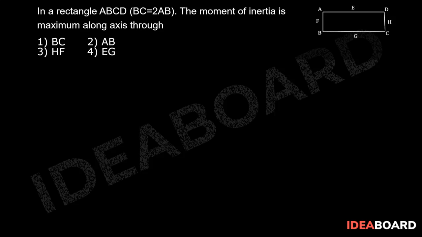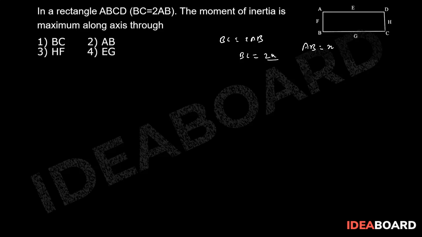In a rectangle ABCD, BC is equal to 2AB. The moment of inertia is maximum along the axis through which? Now in this question, we are provided the information that BC is equal to 2AB. So take AB equal to x, so BC will be 2x.